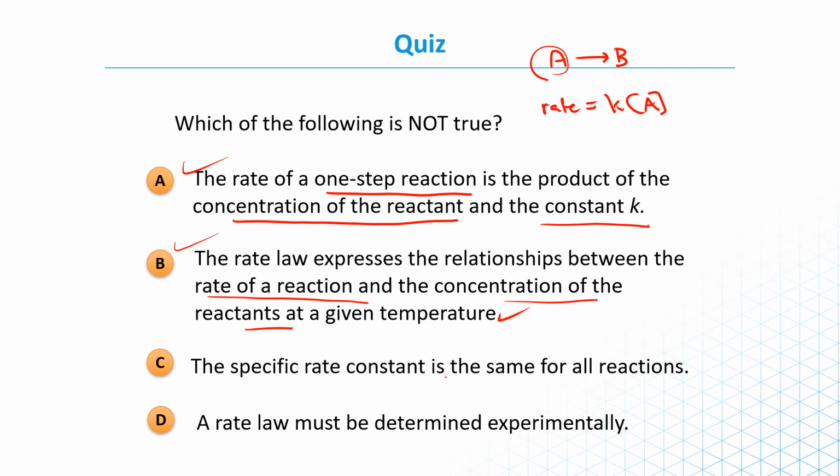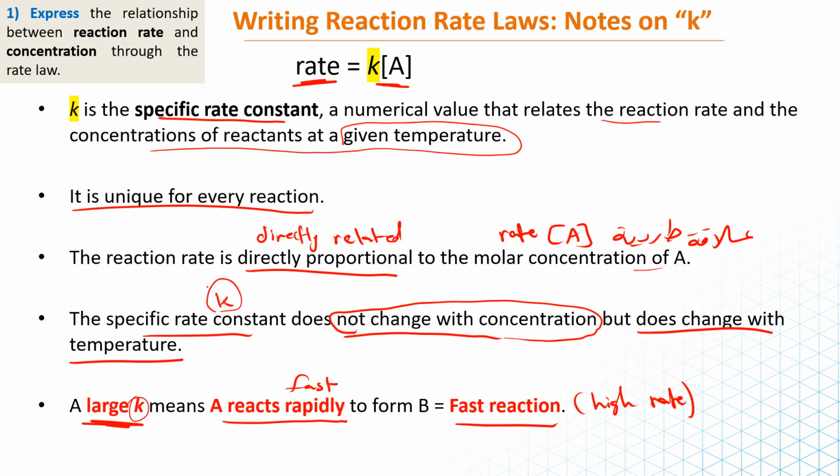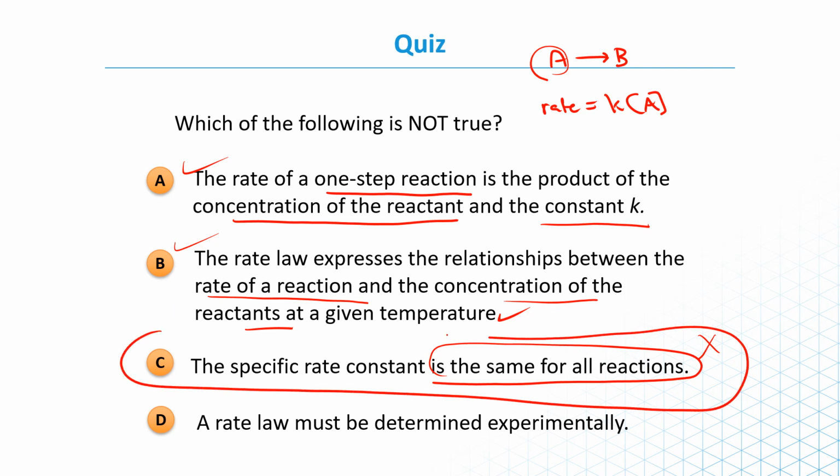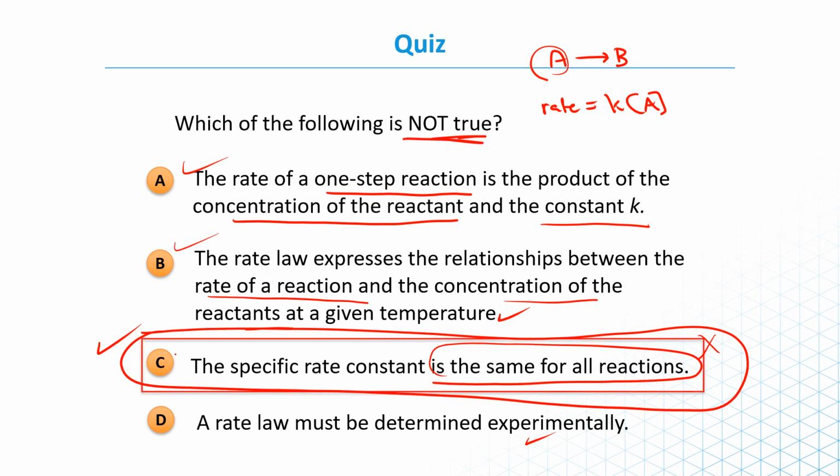The specific rate constant is the same for all reactions. Now this is wrong. Because it is unique for every reaction. قلت لكم كل تفاعل عنده قيمة K مختلفة. So this is our answer, guys. The rate law must be determined experimentally. This is also true. هو يقول نفس السؤال not true. فاللي not true هي number C. So that's the answer, okay?